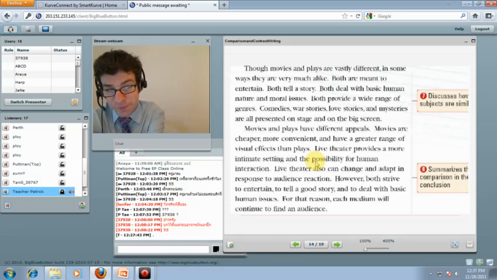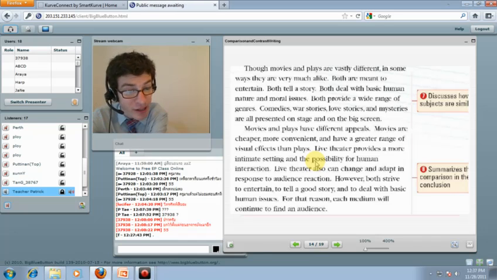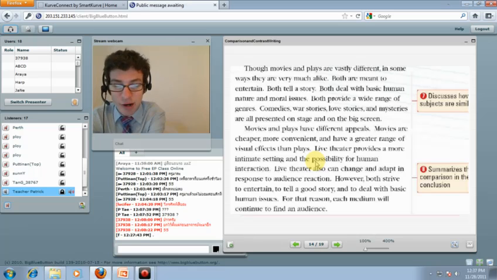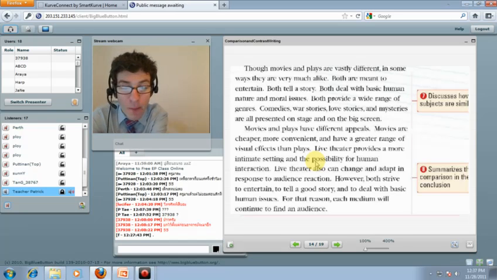So, we've talked about the differences. Now we've talked about the similarities. Now lastly, in our conclusion paragraph, we're going to go back to our original point. Why did we write this? What are we trying to talk about here? What are we trying to prove? Movies and plays have different appeals.